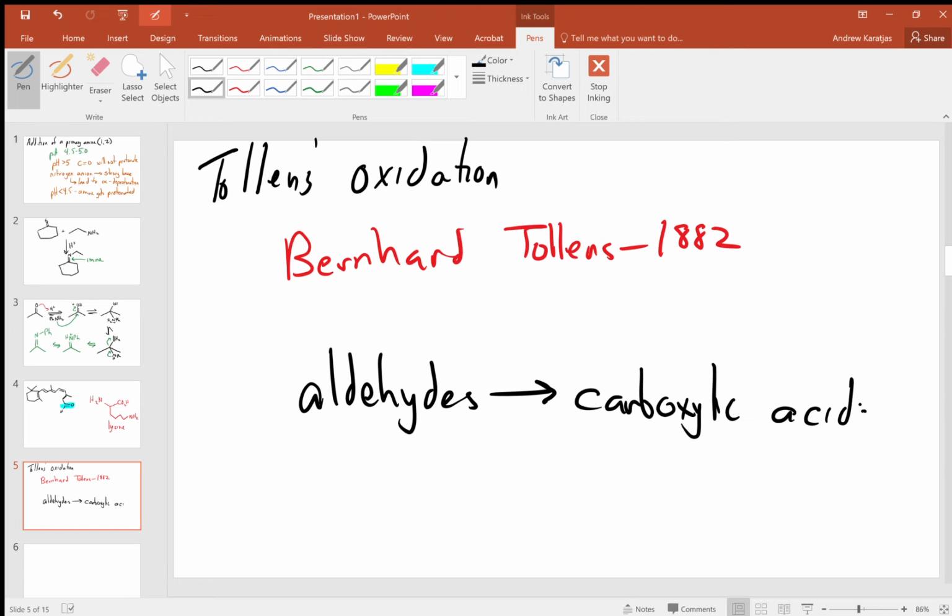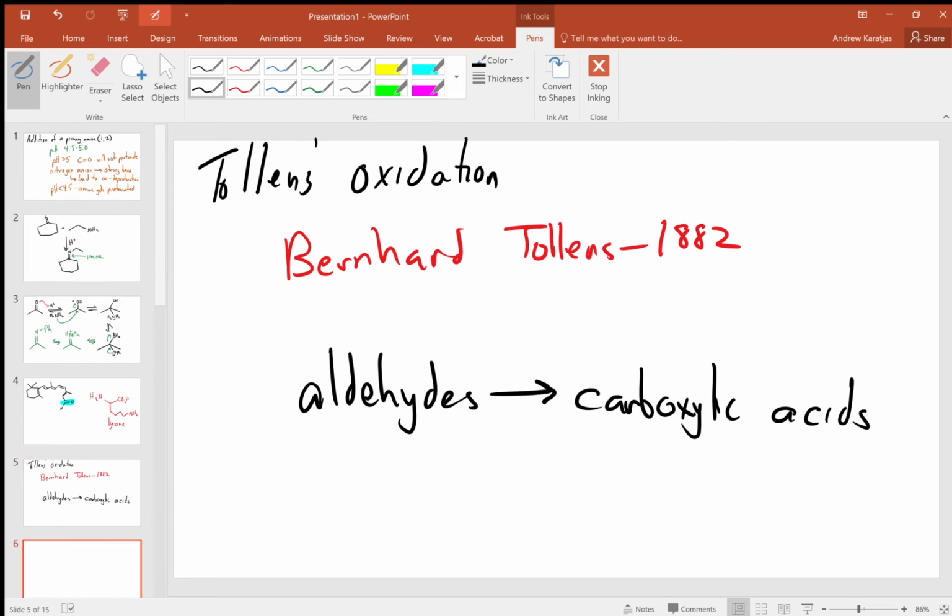Now, it's not the only way to do it, and if you've learned about, for example, the Jones oxidation, then you may know that the Jones oxidation, chromium trioxide and sulfuric acid, will also do something like this. In fact, that reaction, you may have learned, takes a primary alcohol first to an aldehyde, then to a carboxylic acid.